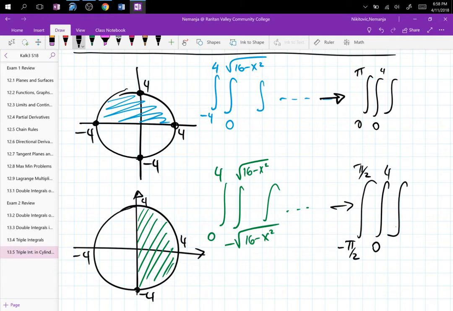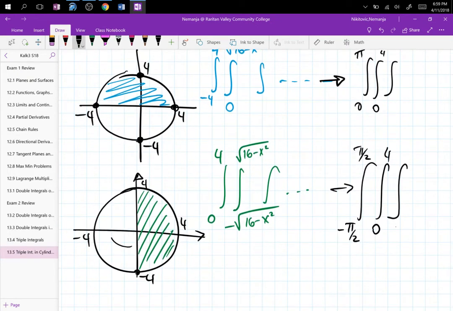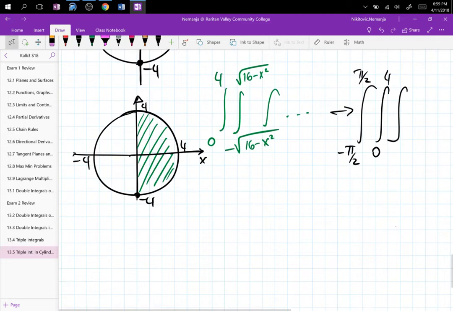What happened? I can't go from 3 pi over 2 to pi over 2. I could, but then I have to use a negative, because it would be going this way. So, if you're starting below the x-axis, you'll be using negative pi over 2. From negative pi over 2 to positive pi over 2. It's still pi, right?